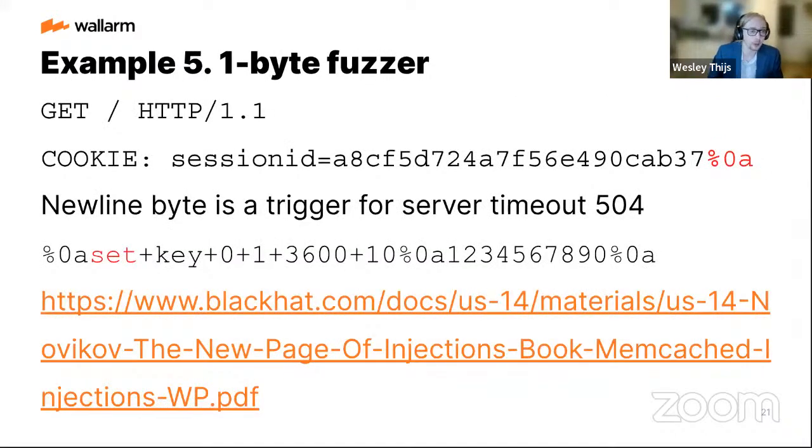The fifth example that we can have for you is if we make a get call to basically the /path, we have a cookie with a session ID. We can try byte fuzzing in there as well in our cookies. So if we try to add a new line in here, new line byte is a trigger for server timeouts. And as you can see right here, we also have, again, a link in there where you can look more into that. And this is going to try to affect the memory.